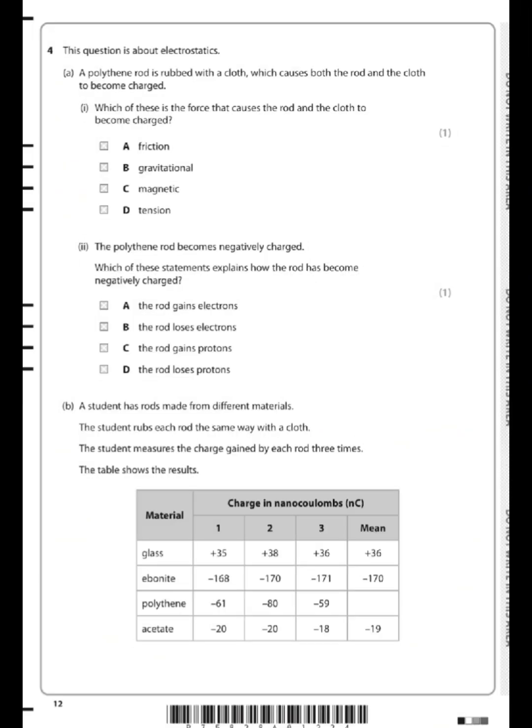Question on static here. So a polythene rod is rubbed with a cloth, which causes both the rod and the cloth to become charged. Which of these is the force that causes the rod and the cloth to become charged? Now, hopefully that's quite straightforward. It is friction.